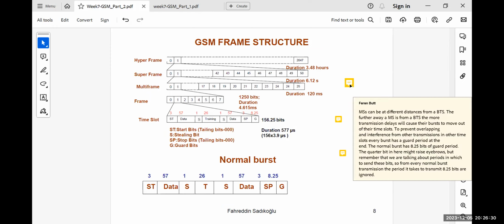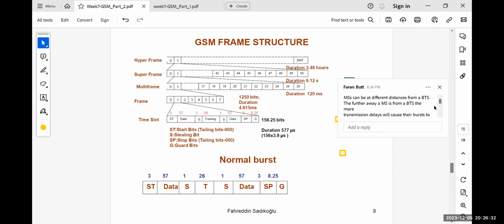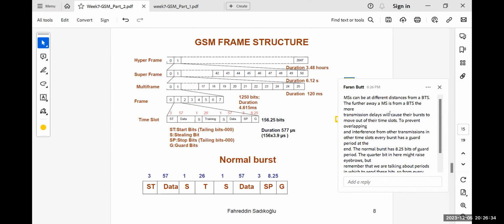And let me tell you, the mobile stations can be at different distances from a BTS. The further away a mobile station is from the BTS, the more transmission delays will cause their burst to move out of their time slots. To prevent overlapping and interference from other transmissions in other time slots, every burst has a guard period at the end, right? So you can see over here, in a time slot that is assigned to any user, we have a guard period over here, right?